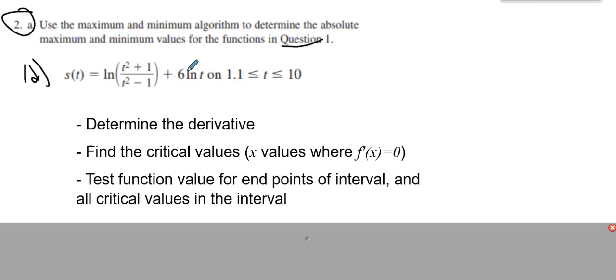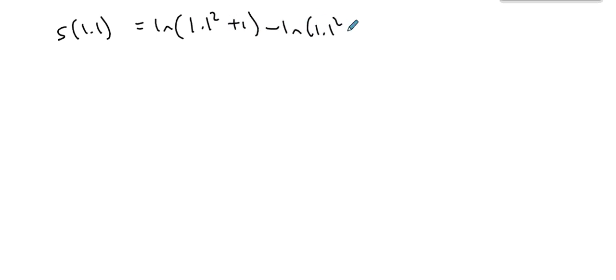So if we go back, one of them was a negative, so I don't need to worry about the critical value of negative 1.18 because it's not in the interval, but I do need to worry about 1.18. So I have 3 tests to do: 1.1, 1.18, and 10. So in the function, I now need to do my testing. You can sub into either the original expression or into the transformed expression. So I'm going to do the transformed one. So 1.1 squared plus 1 minus ln of 1.1 squared minus 1 plus 6 times ln 1.1.